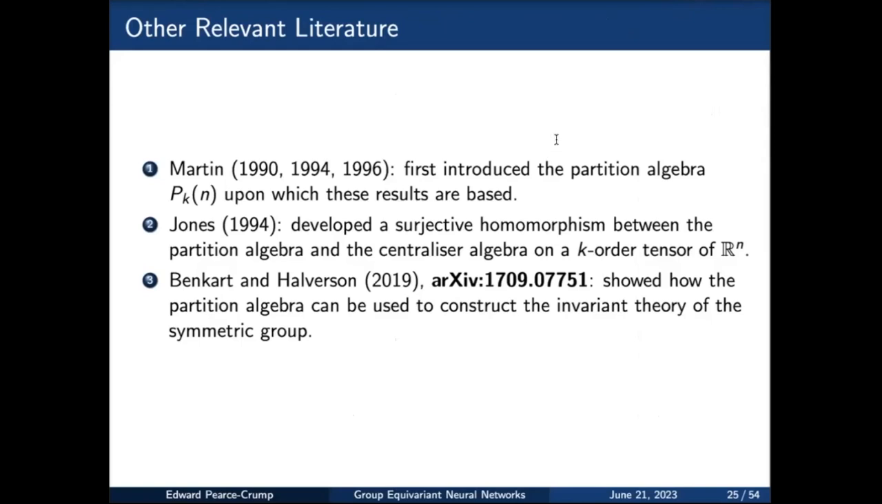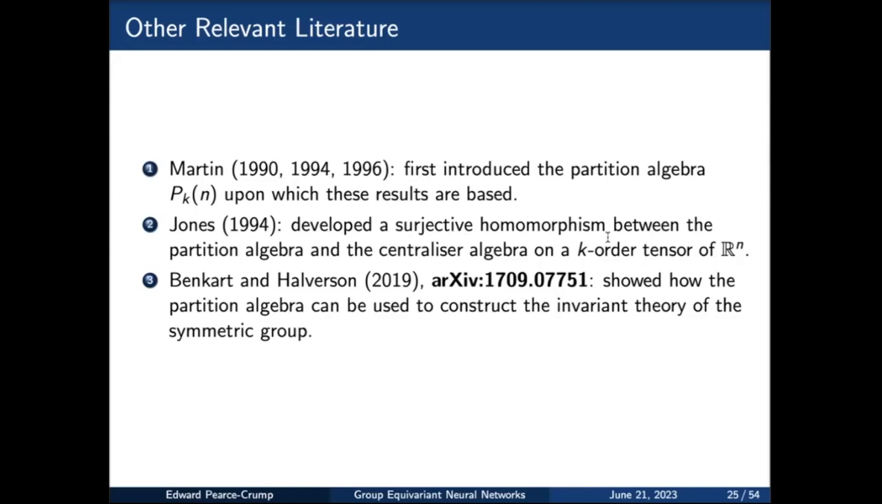So the partition algebra is an algebra that has a basis of diagrams where you have k nodes at the top and k nodes at the bottom. It's just the set partitions of 1 to 2k in diagrammatic form. And Jones found this surjective homomorphism from the partition algebra onto the centralizer algebra of a k-order tensor of R^n. So that would be the Hom_Sn space from a k-order tensor to a k-order tensor.